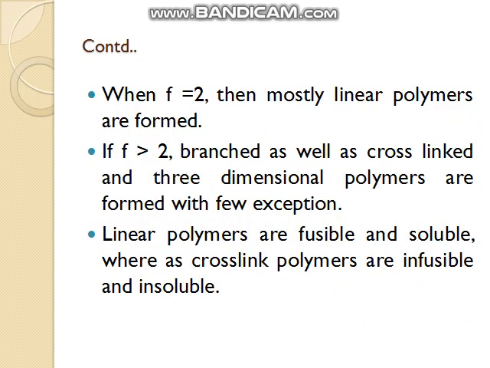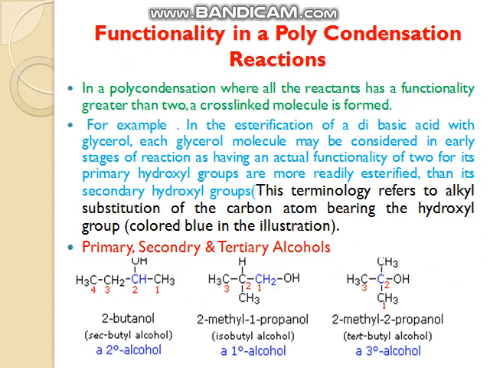When functionality equals 2, mostly linear polymers are formed. And if functionality is more than 2, branched as well as cross-linked and three-dimensional polymers are formed, though there are a few exceptions. The linear polymers are fusible and soluble, whereas cross-linked polymers are infusible and insoluble.